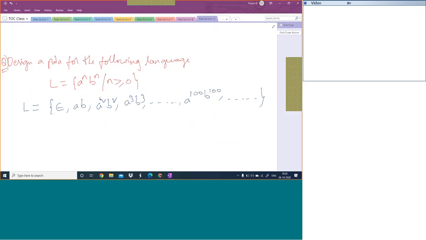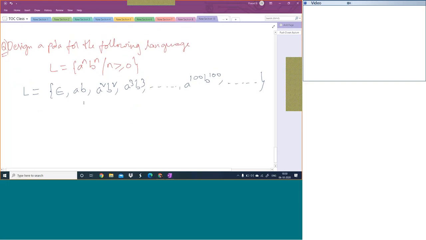The least value of n is 0. Then a power 0, b power 0, that is epsilon. N is 1, ab, a square, b square, a cube, b cube, so on, a power 100, b power 100, so on. Infinite number of strings will be there. Here, the PDA accepts a cube, b cube, as well as a power 100, b power 100, because these two are valid.